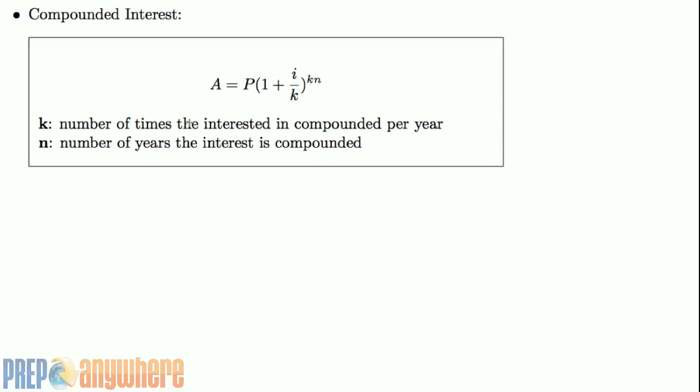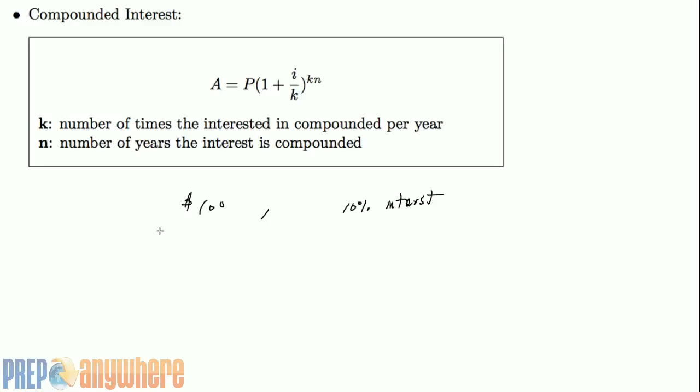Okay, so compound interest. Here's the formula for it. And let's just do an intuitive example to see why this formula makes sense. Let's say you put in $100 in the bank. And let's say, for simplicity's sake, the bank gives you 10% interest. You're not ever going to get 10% interest, but let's say it is 10% interest right now.